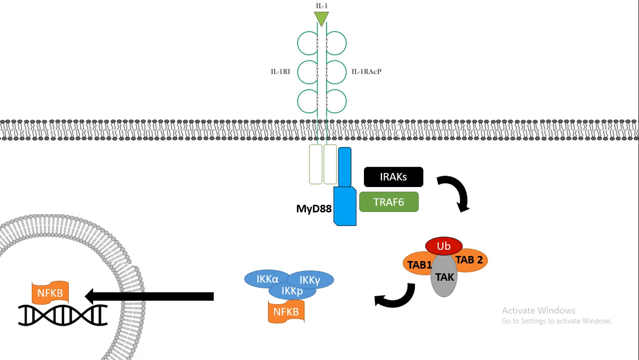In there, it gives rise to transcription of specific genes, including cyclin D, which gives rise to cell division. So this particular signaling cascade has a proliferative role. Also, it gives rise to several pro-inflammatory molecules, which ultimately give rise to the inflammatory signs and symptoms.